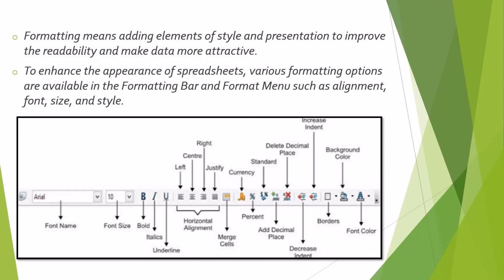What are the various formatting options? These are alignment, font, size and style. And where are these found? These are found in the formatting bar and the format menu.